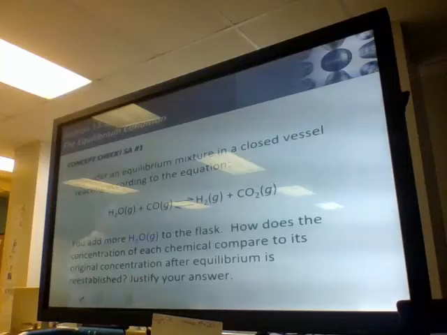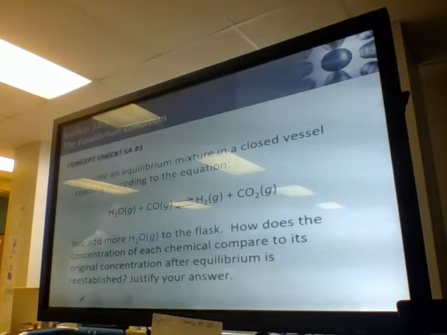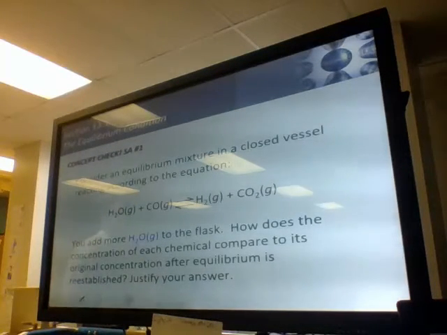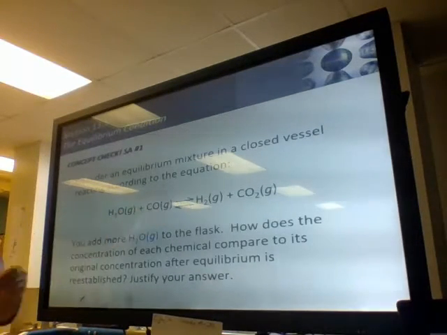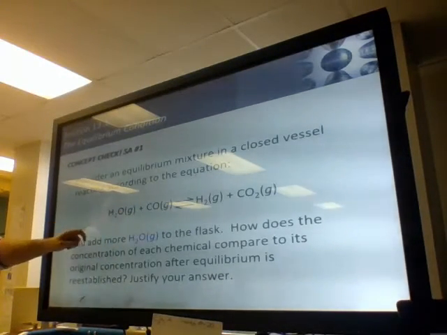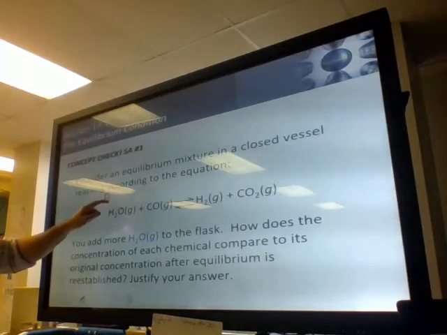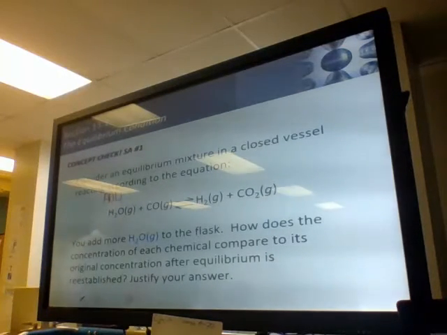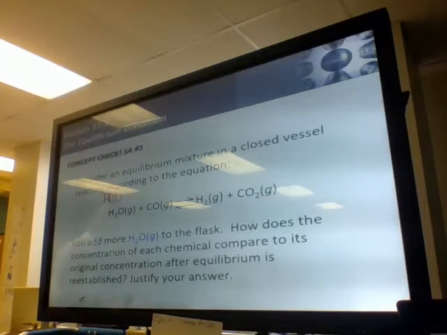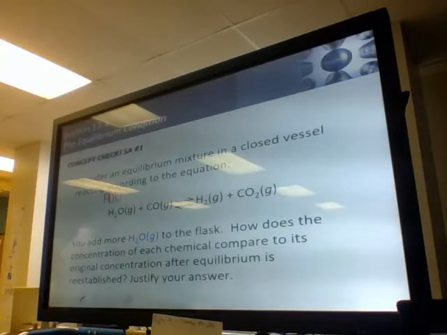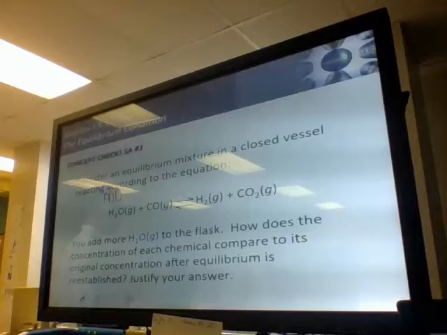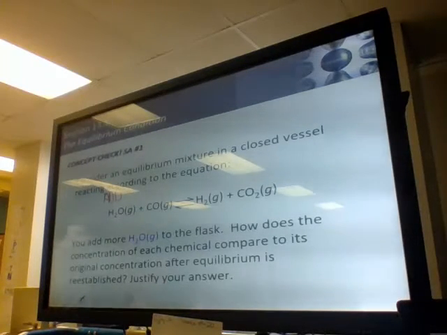But consider an equilibrium mixture in a closed vessel, reacting according to the equation: water, H2O, plus carbon monoxide, CO, forms H2 plus CO2. If you add more H2O to the flask, how does the concentration of each chemical compare to the original concentration after the equilibrium is reestablished? So if you're adding this, which way does the reaction go? One way the AP Chem question goes is H2O is added, and I'm telling you, they're as simple as this.